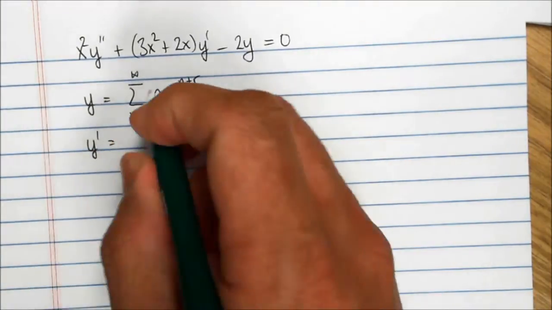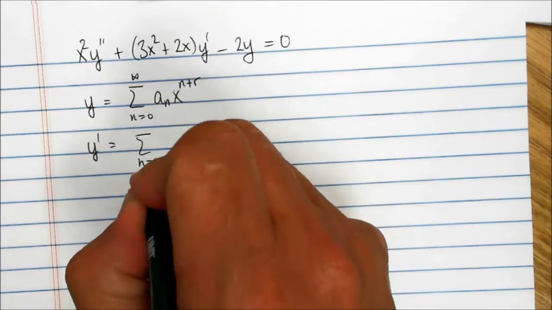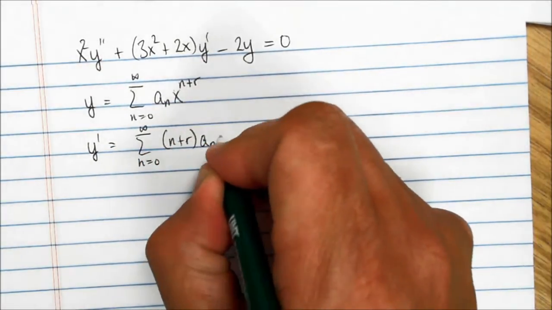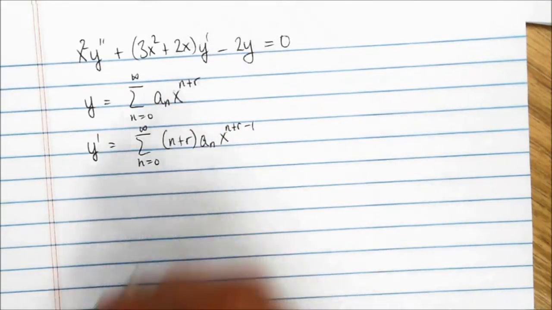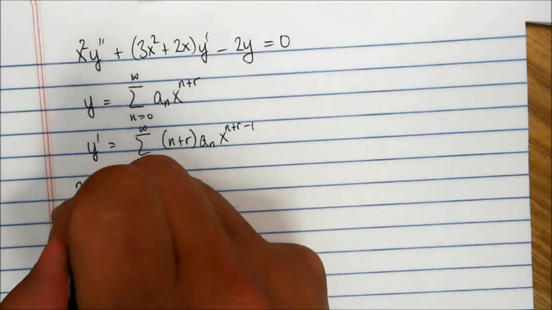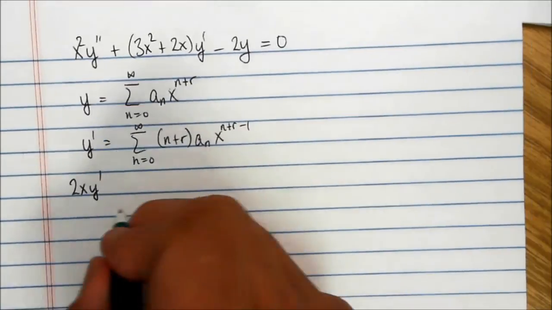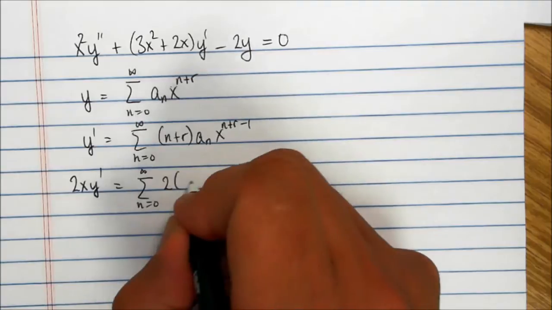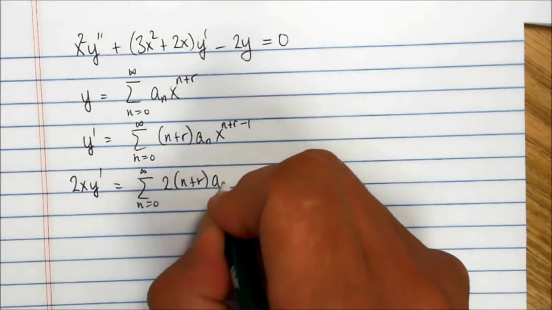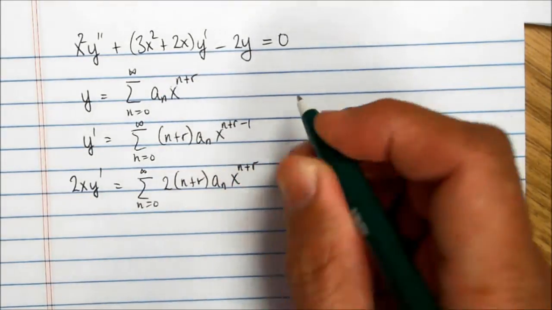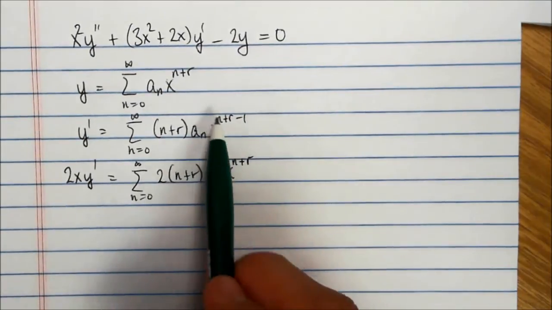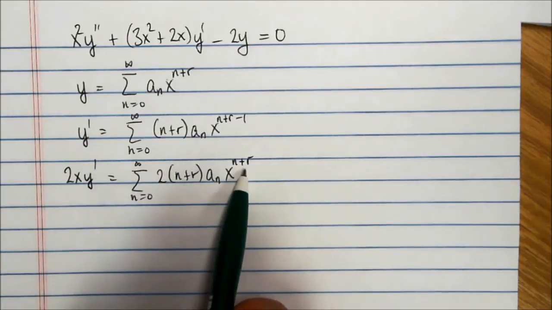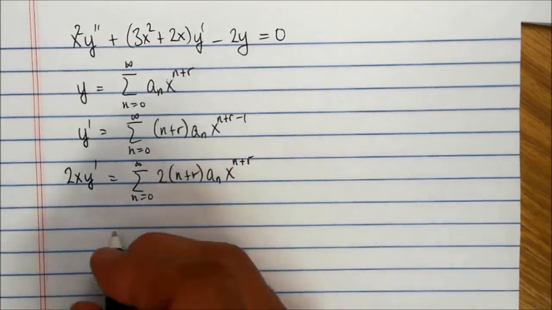Okay, y prime will be equal to the summation from n equals 0 to infinity of (n plus r) a sub n x to the n plus r minus 1. Now if I multiply that by 2x, I get the summation from n equals 0 to infinity of 2(n plus r) a sub n x to the n plus r. And I add an extra x in the exponent because of this x to the first out here. All right, so no shifting necessary because I have x to the n plus r.